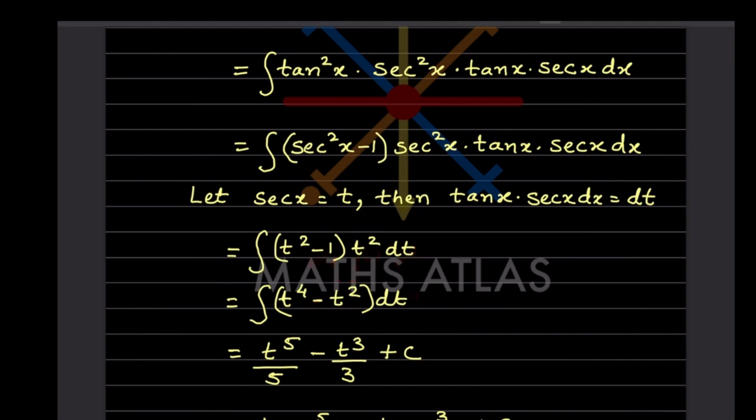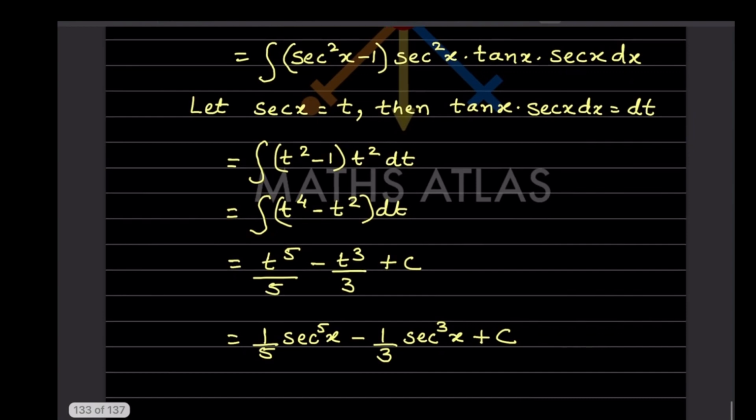Now when we take the integration of this, t raised to 4 will be t raised to 5 by 5, that is, a raised to n plus 1 divided by n plus 1. So 4 plus 1 is 5, divided by 5, and the same for this one, 2 plus 1 divided by 2 plus 1, that will be t cube by 3, and plus c.